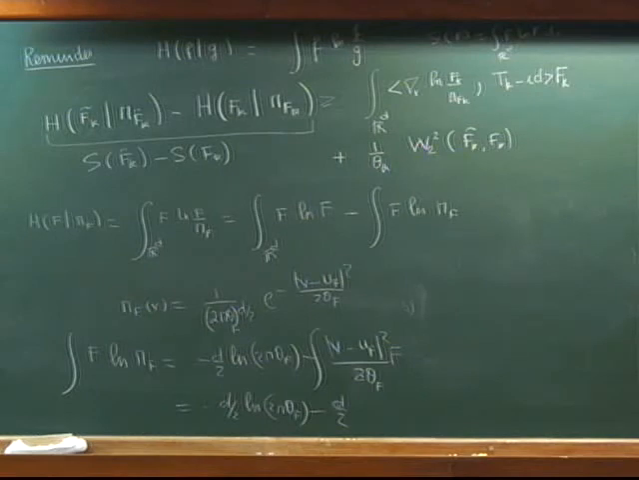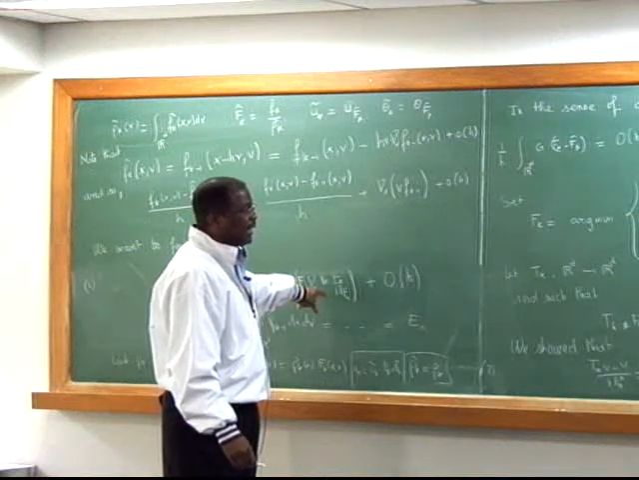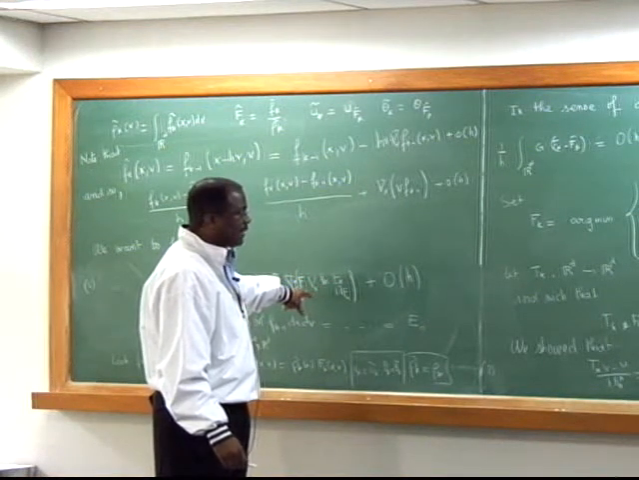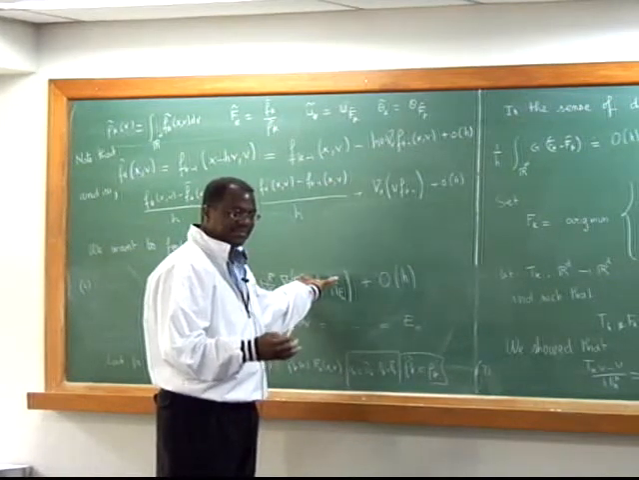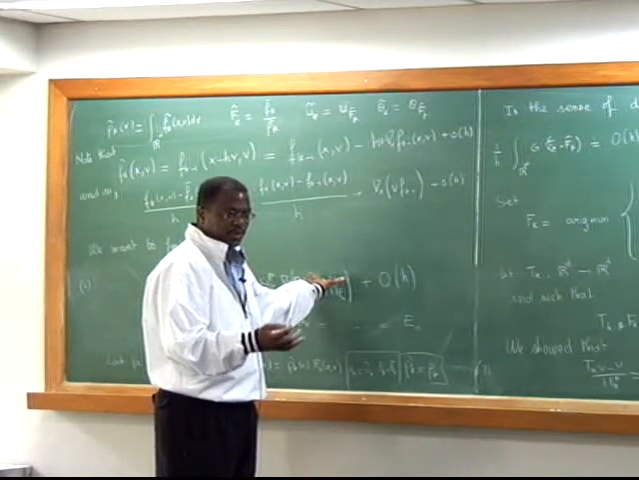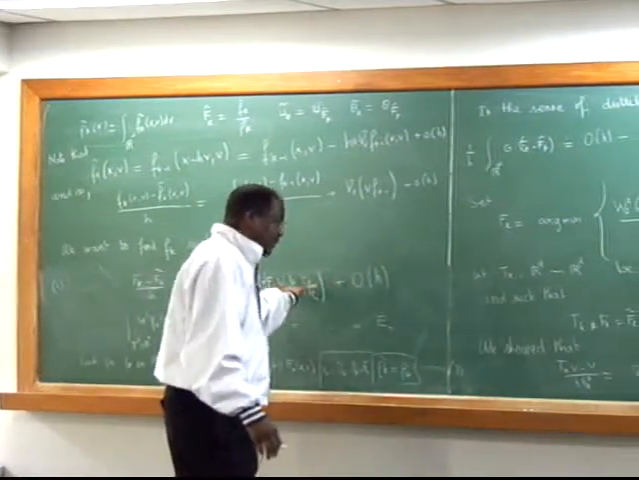I am defining f k as this minimizer, and I want to check that it satisfies this property in the sense of distribution. And I also want to check that this thing is in L2. So the gradient is in L2. I want to check that I have enough regularity.